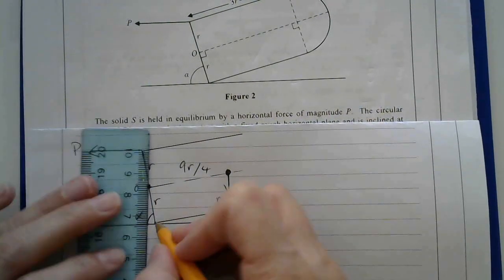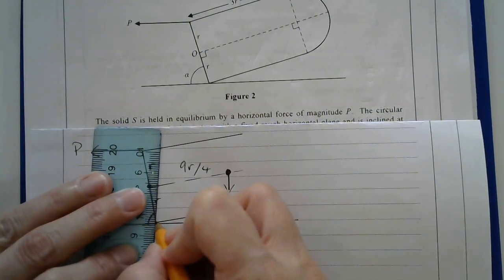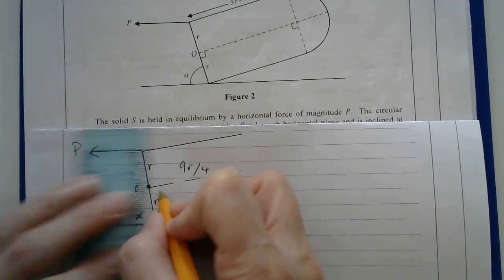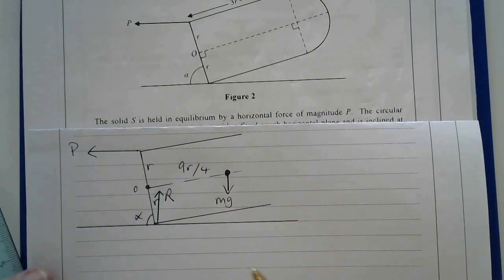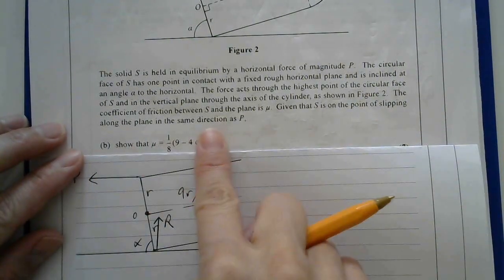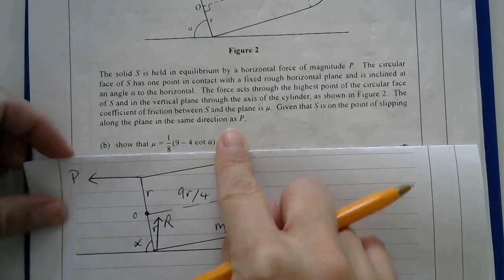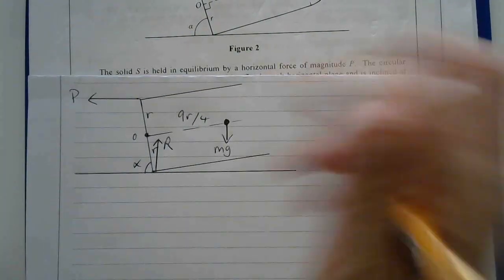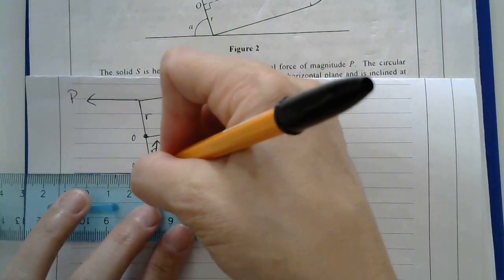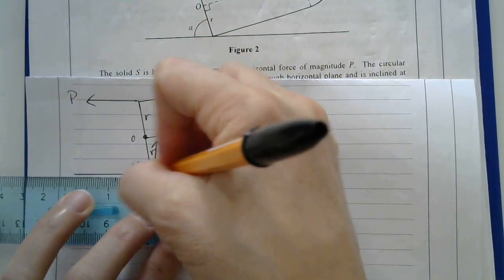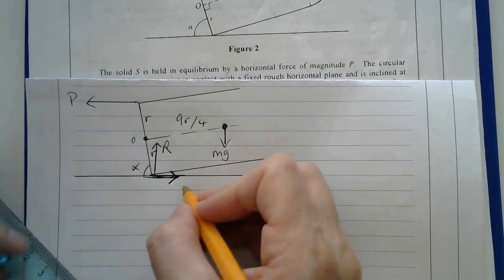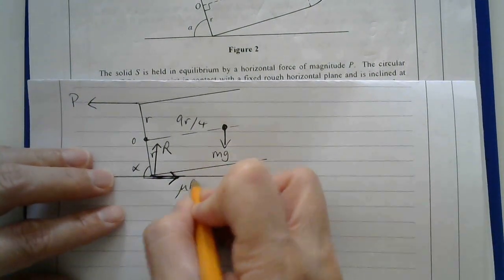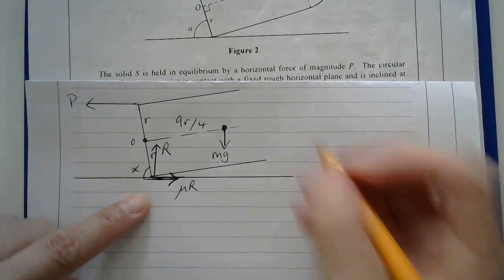I know that there's going to be a reaction force straight up of capital R, and then because it said it's on the point of slipping along the plane in the direction of P, then I know friction is going to act to try to stop that motion. So friction is going to act to try and oppose the motion, and so I can call this mu R as it is on the point of slipping.